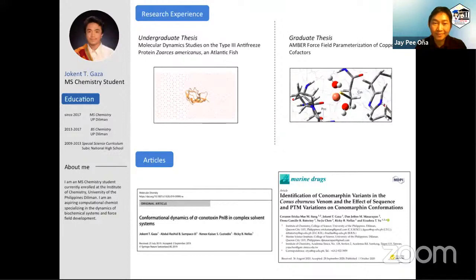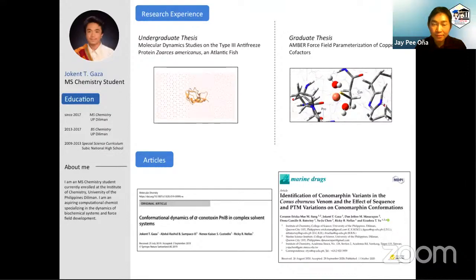So for my first project, which is also my undergraduate thesis, it is about anti-freeze protein. What we did here was we used a computational method called molecular dynamics to study the behavior of ice in the presence of an anti-freeze protein. And we mainly focused on the structure of the ice form, the structure of the protein, and the thermodynamics of the ice formation process.